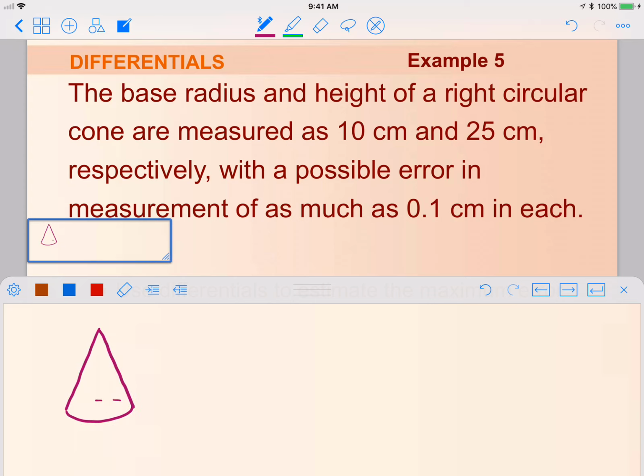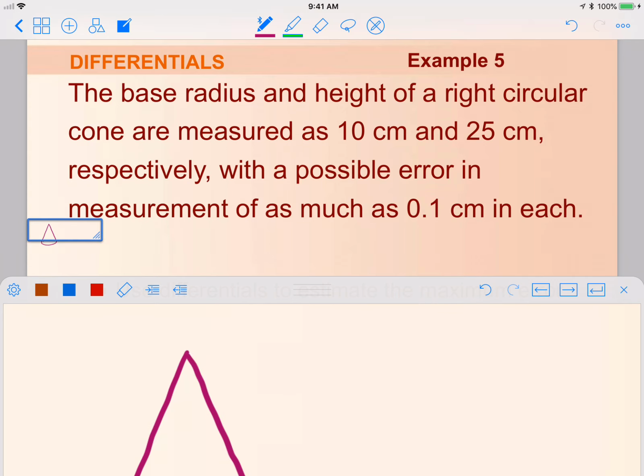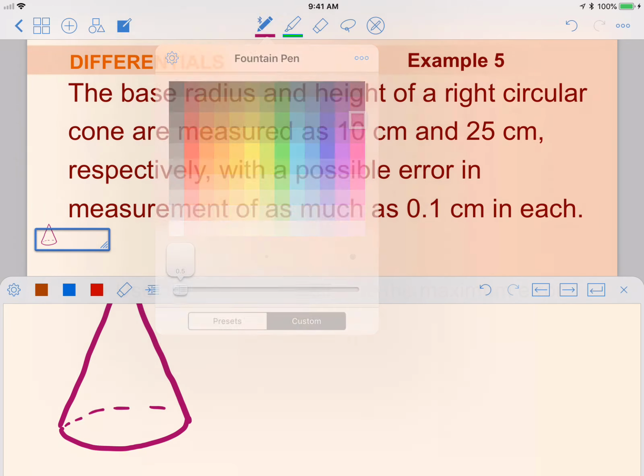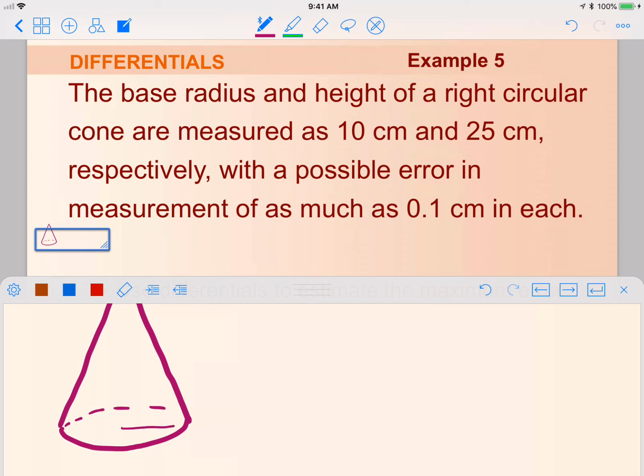right, so the base is a circle, right circular cone. And basically, you know, if you use a ruler, it's not exact, it's not precise, so you have a margin of error. And it's saying that the base radius, so this radius here, is measured to be 10. So the radius is equal to 10 plus or minus 0.1 centimeters, right?